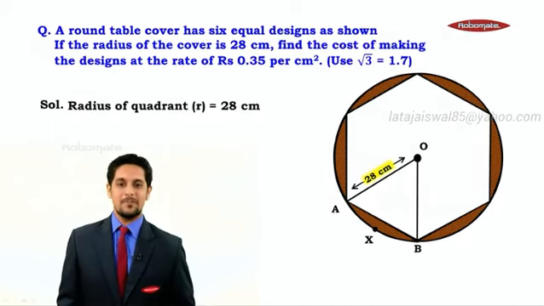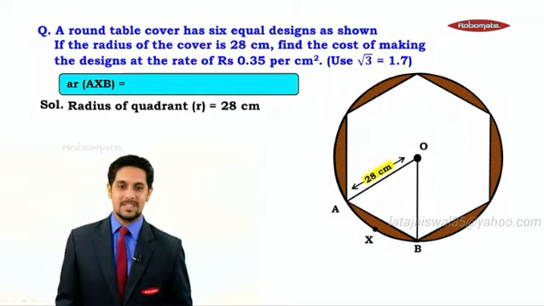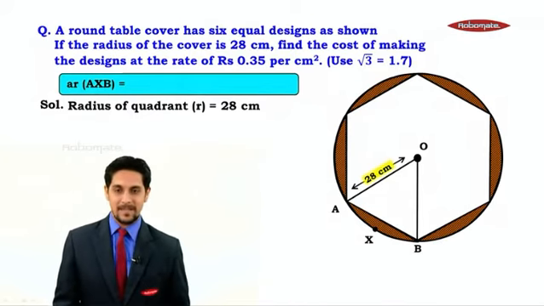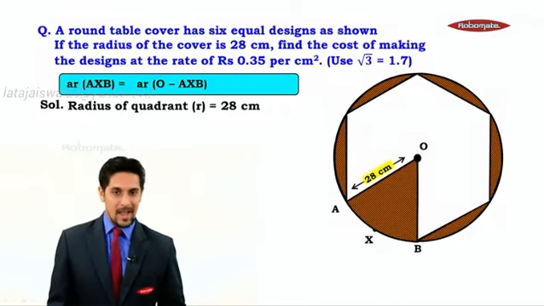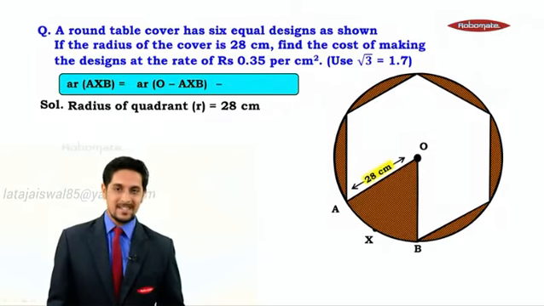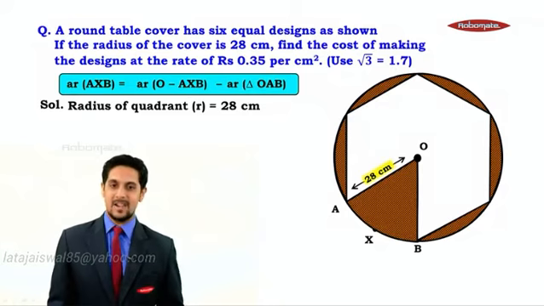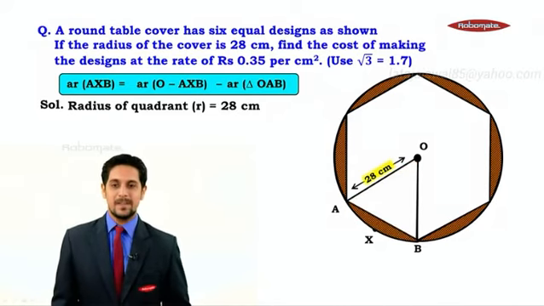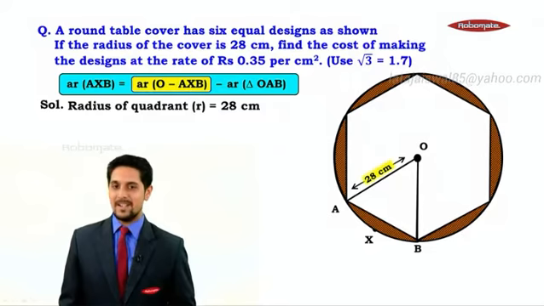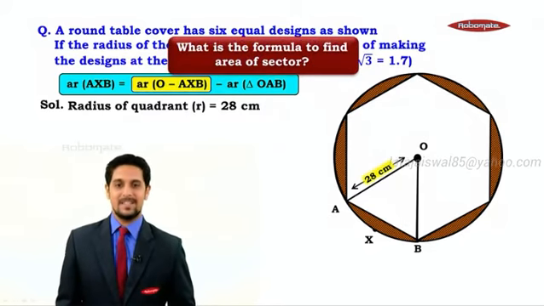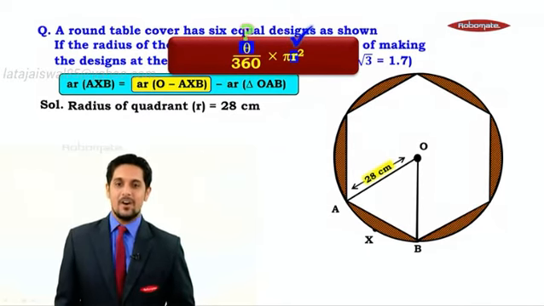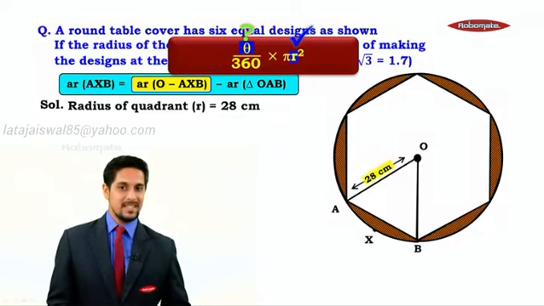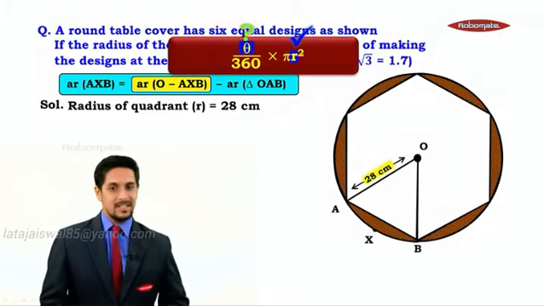So tell me, what is the formula to find the area of the segment? That is segment AXB. Yes, it is area of the sector, that is O dash AXB, minus area of a triangle, that is triangle OAB. Now students, tell me, what is the formula to find the area of a sector? Yes, it is theta upon 360 into pi r square.